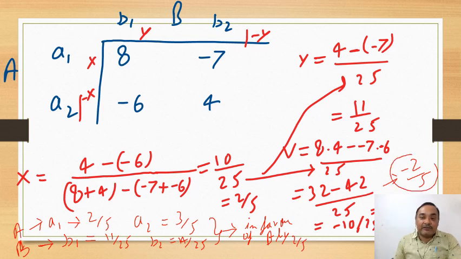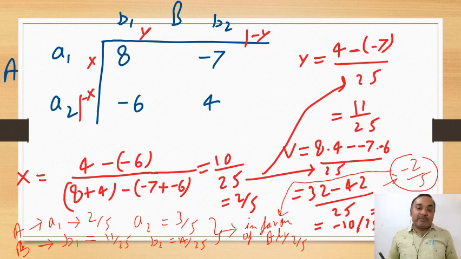This answer will be reported like this. Because it is minus, that's why it is in the favor of B. By how much? By 2 by 5. A will go for A1 by X, X means 2 by 5. A2 means 1 minus X, that means 1 minus 2 by 5, that means 3 by 5. B1 means Y, that means 11 by 25. And B2 by 1 minus Y, that means 14 by 25. Okay.